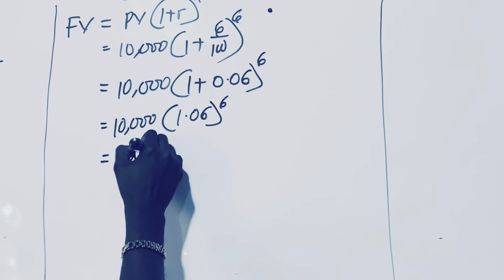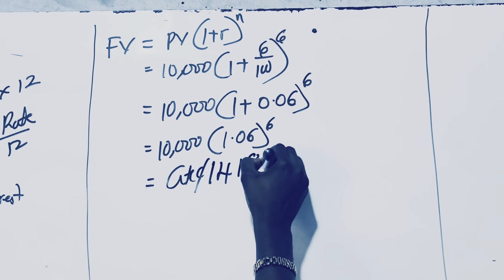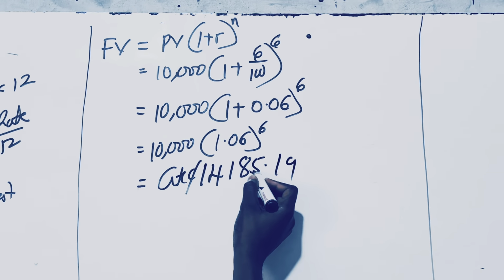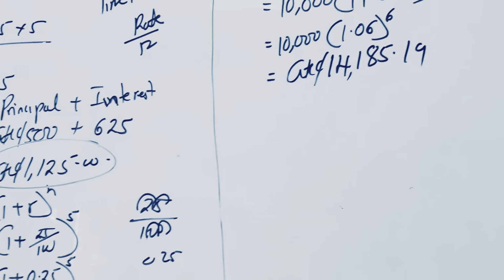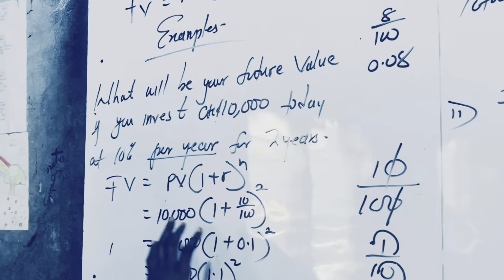And that will give us 14,185.19. So you see, if I deposit 10,000 Ghana cedis and leave it for 6 years, I am going to get 14,185. So this is how we calculate the future value of money.